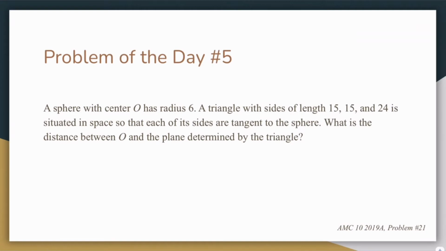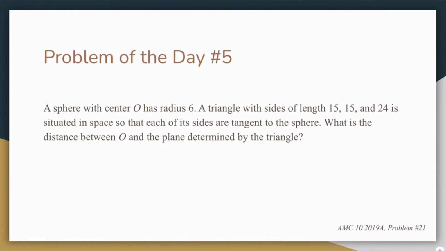Next, we have problem number 21 from the 2019 AMC 10A. A sphere with center O has radius 6. A triangle with sides of length 15, 15, and 24 is situated in space so that each of its sides is tangent to the sphere. What is the distance between O and the plane determined by the triangle?